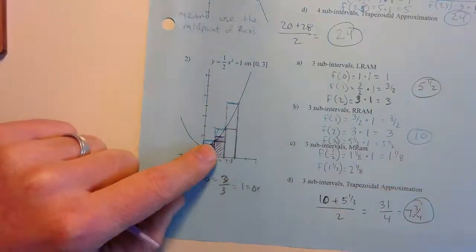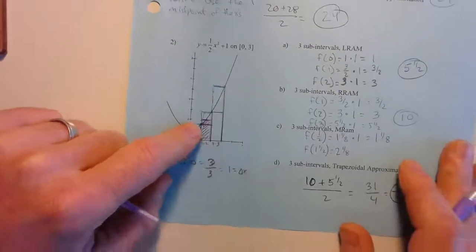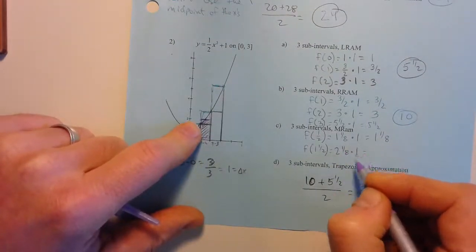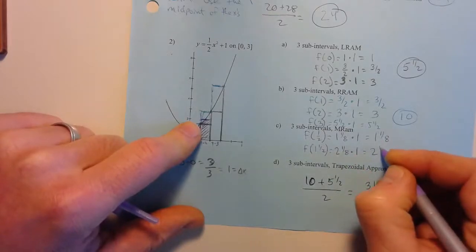And guys, do it in your calculator. I'm just doing it in my head just to be as quick as I can. Right? 2 1/8, or put the decimal there. Width is 1, so I get my area as 2 1/8.